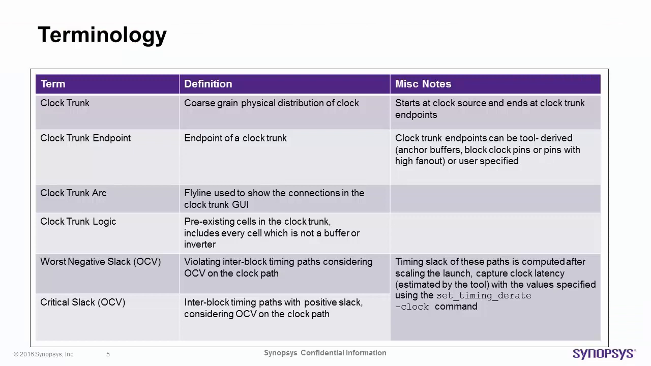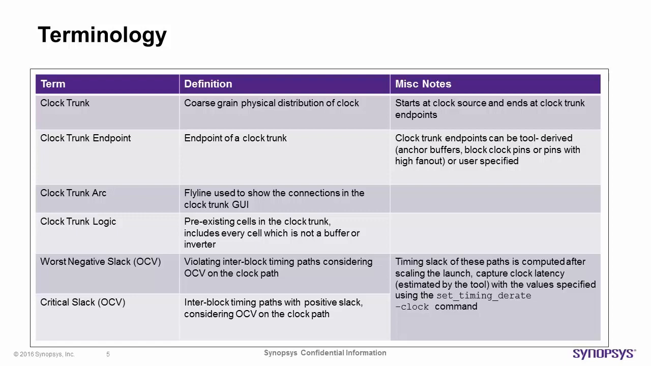This is the table of terminology we will use for clock trunk planning. First, what is clock trunk? It refers to a coarse-grained physical distribution of clock. It starts at the clock source and ends at the clock trunk endpoint. Clock trunk endpoint is an endpoint of a clock trunk. It can be tool-derived, such as anchor buffers, block clock pins, or pins with hyphen out. It can also be manually specified by users.